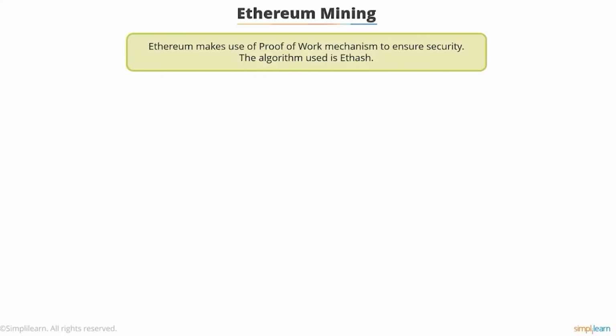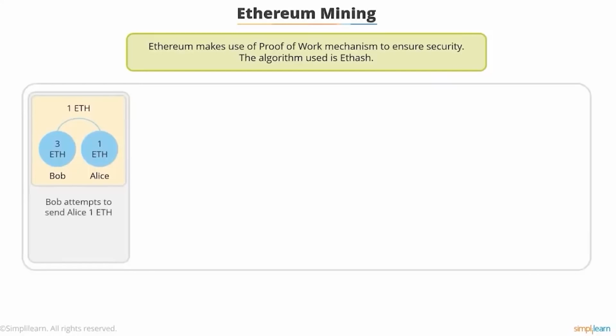Each time an Ethereum transaction is made, a miner is responsible for ensuring the authenticity of information and updating the blockchain with the transaction. Let's consider an example where Bob wants to send 1 ETH to Alice. Now we will take a look at the step-by-step process that is followed in order to confirm this transaction through mining. First, Bob attempts to send Alice 1 ETH.